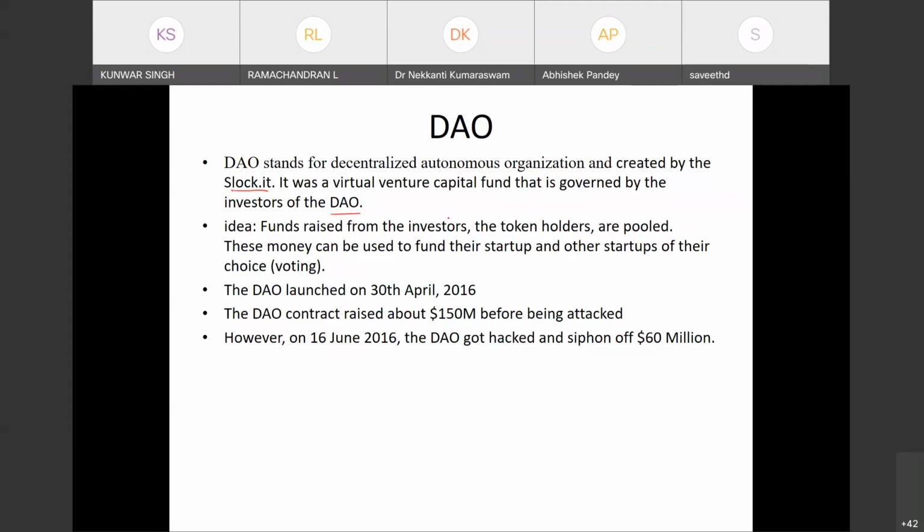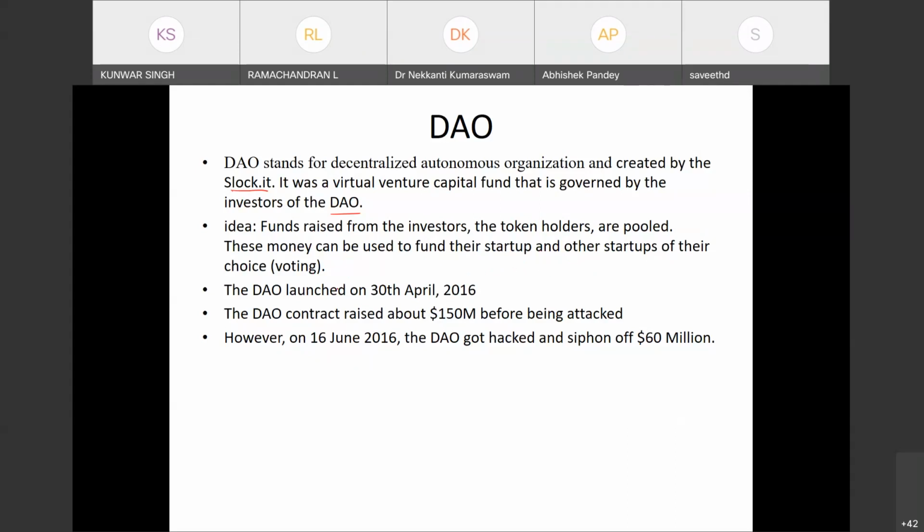So collect the money from the investors, and then spend this money to fund the startups. Okay, and those startups will be selected by the investors through voting. So this was the idea: get the money from the public, from the investors, and fund the startups. And which startups will be funded will be decided by voting.